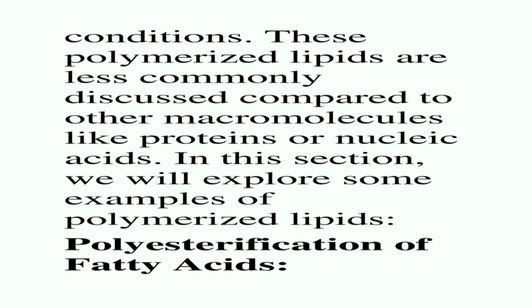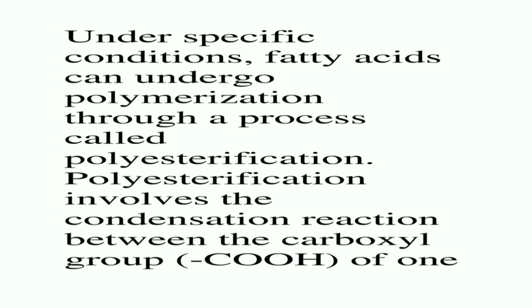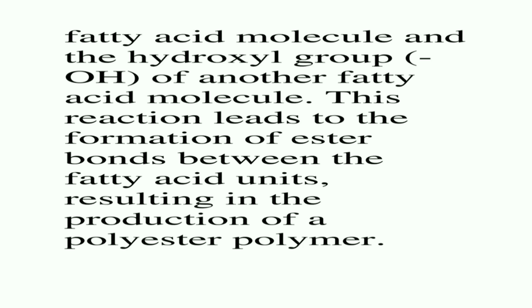Polyesterification of fatty acids. Under specific conditions, fatty acids can undergo polymerization through a process called polyesterification. Polyesterification involves the condensation reaction between the carboxyl group, COOH, of one fatty acid molecule and the hydroxyl group, OH, of another fatty acid molecule. This reaction leads to the formation of ester bonds between the fatty acid units, resulting in the production of a polyester polymer.